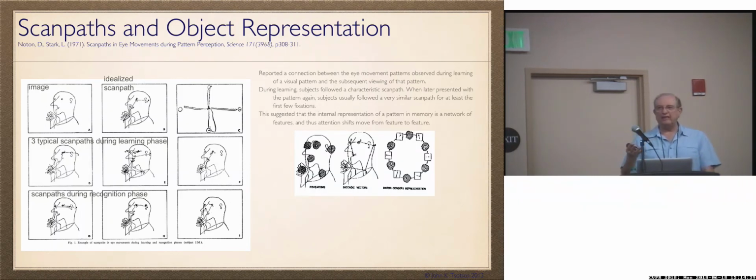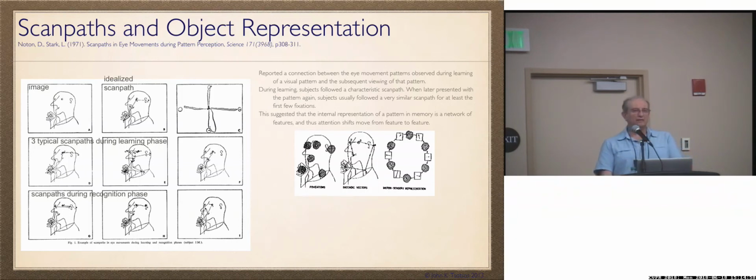So that's amazing. They thought that what we do is we learn a scan path, and then when we want to re-recognize the object, we execute that scan path. So we store that as a representation in the brain of that particular scan path. So it would look something like this.